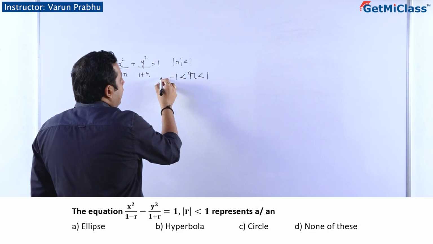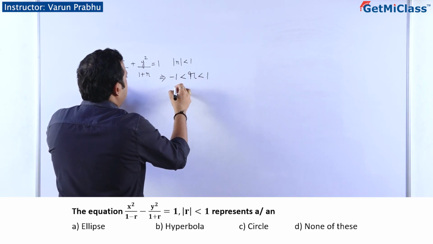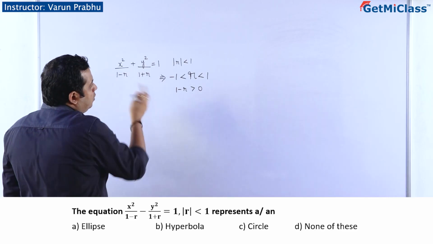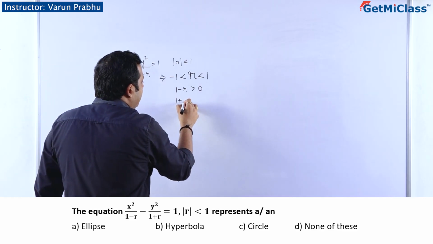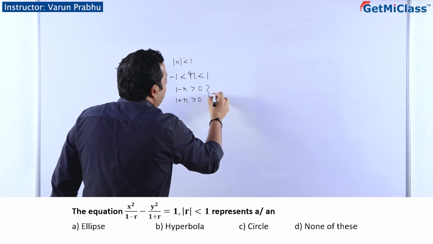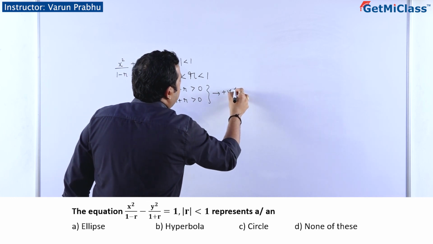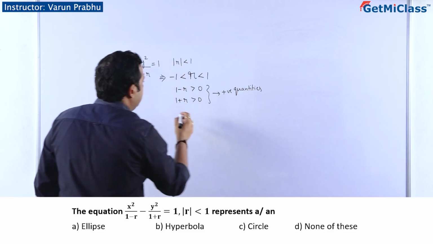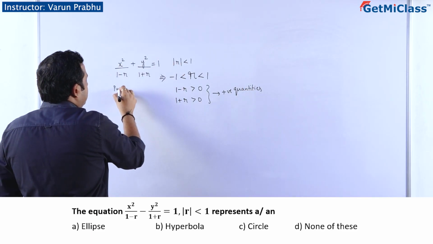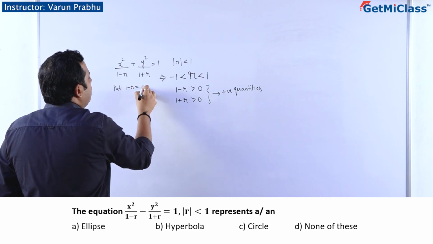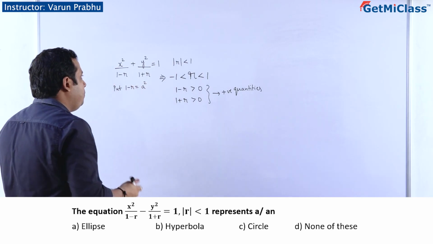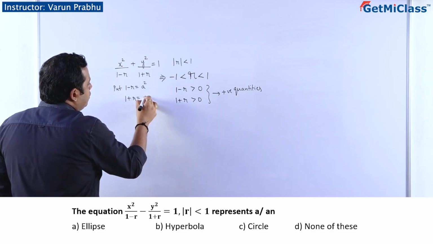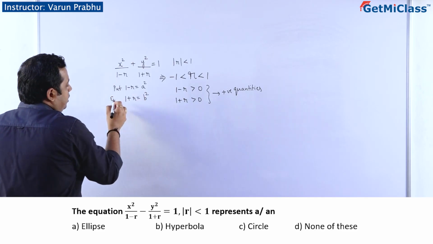When r value lies between minus 1 and plus 1, 1 minus r also is a positive quantity, correct? 1 minus r also is a positive quantity, and 1 plus r also is a positive quantity. Both are positive quantities, right? So, can I not write, put for easiness now, see, put 1 minus r is equal to a square. A square is also however a positive quantity, correct or not? And 1 plus r, that is also equal to, I will put b square.